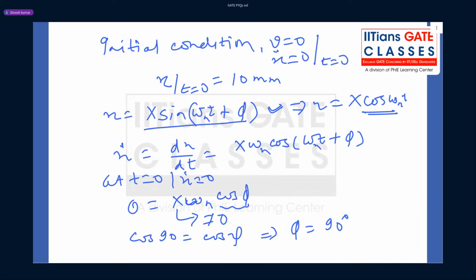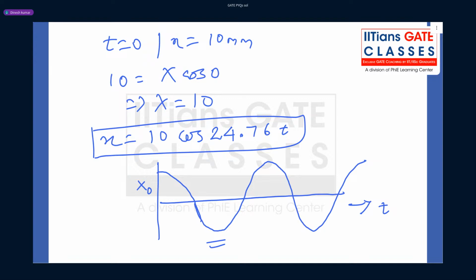Now one more check we can do. This is your answer, right? Now guys, when you substitute t equal to 0 in this equation, what displacement should you get? 0 or non-zero? It should be 10 mm, and it should be non-zero. So if you substitute t equal to 0 in this equation, you will get x equal to 10 mm, which is your given condition.